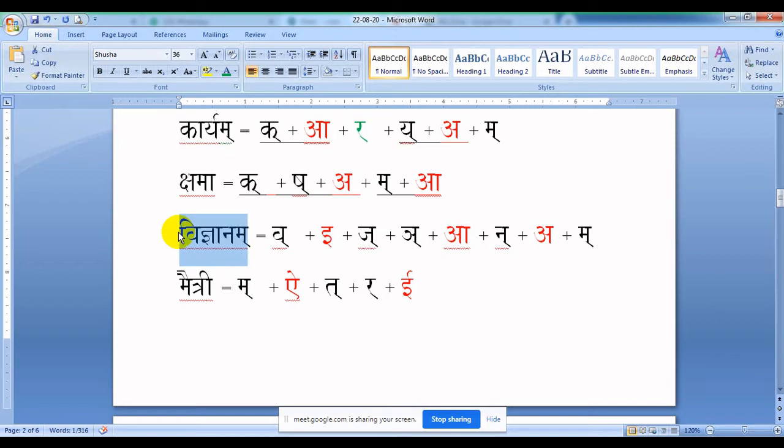Okay, next we have a big word. This is vignanam. Students, pronounce vignanam. Vignanam. Now, how is V written? V plus E is equal to V. Then Gna. Gna is J plus Y plus A is equal to Gna. And Nam: Na plus O is equal to Na. And the last consonant, you can see half Ma is there. It should be pronounced as Ma. Half Ma. Right? Like Vignanam.